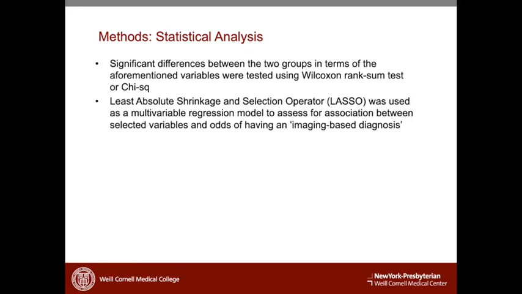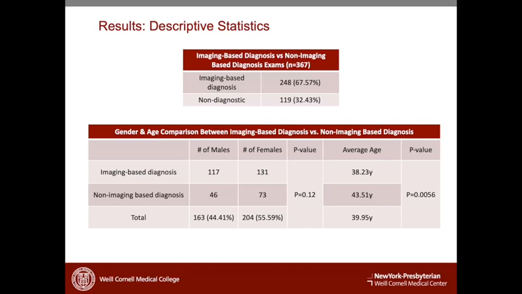In order to determine which variables were significantly associated with having an imaging-based diagnosis, continuous variables were tested using Wilcoxon rank sum test, and categorical variables were tested using chi-squared. Least absolute shrinkage and selection operator, or LASSO, was used as a multivariable regression model to assess for the association between selected variables and the odds of having an imaging-based diagnosis.